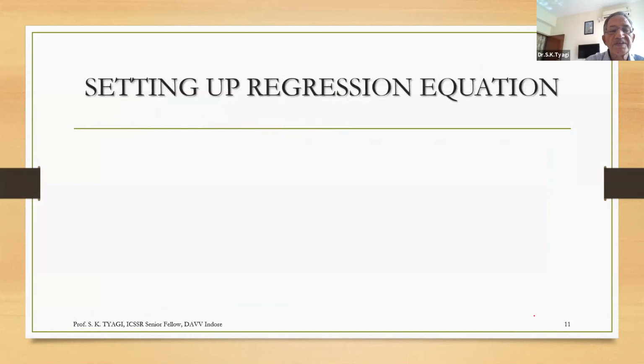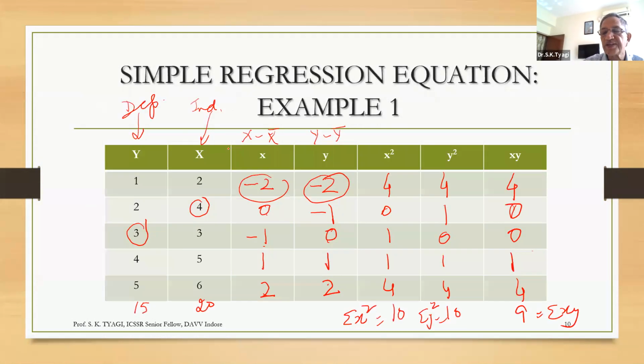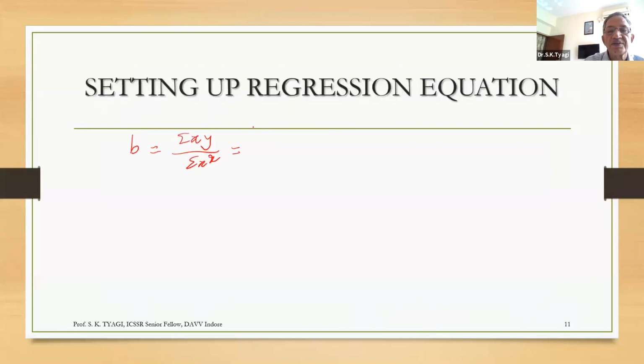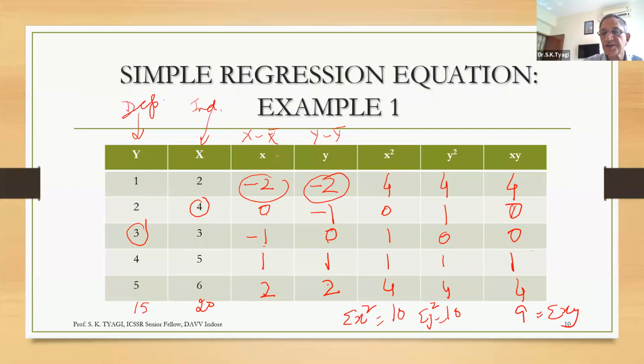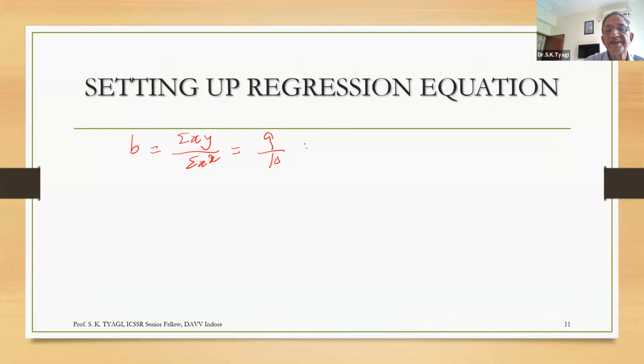In the regression equation, we must first find out b. The formula for b is sigma xy upon sigma x square. Sigma xy is 9, and sigma x square is 10. So 9 divided by 10, the value of b is 0.9.